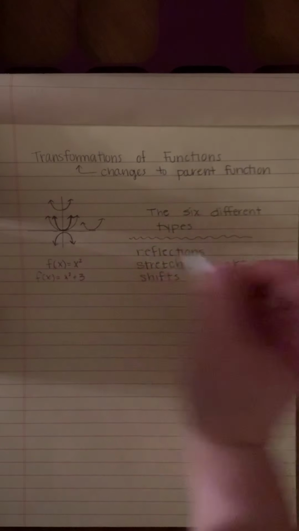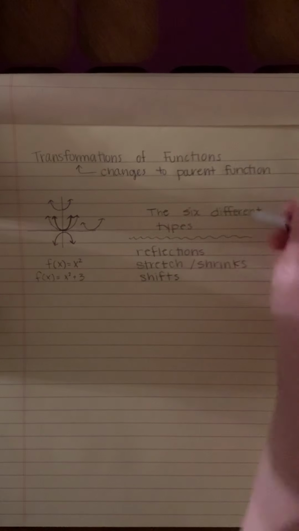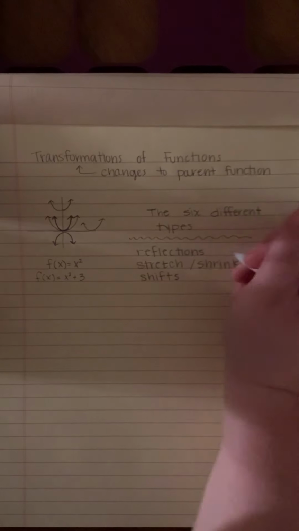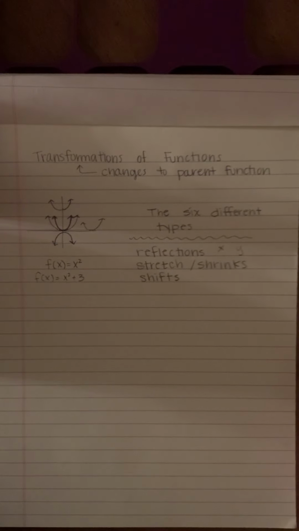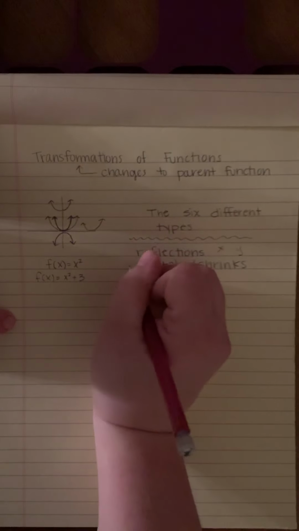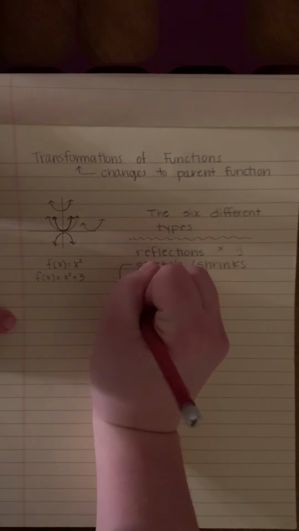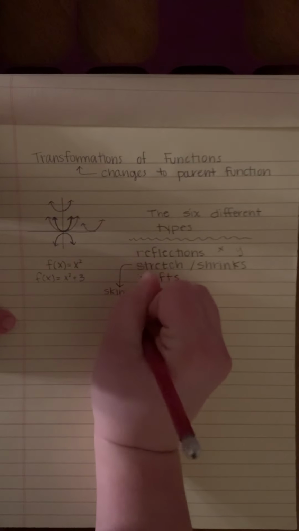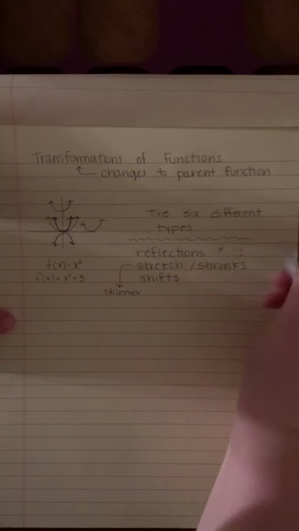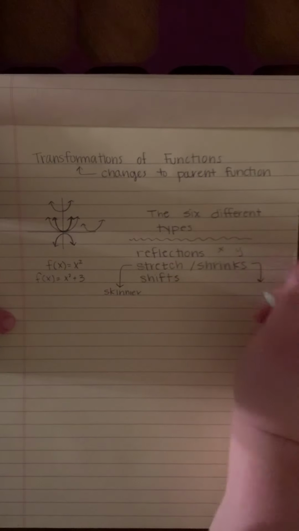Okay, so technically there are 6 different types of transformations. We have reflections, and something can reflect across the x-axis or the y-axis, and they have different rules. There can be stretches or shrinks. So a stretch would be if you're making something skinnier, and a shrink would be if you're making something wider.